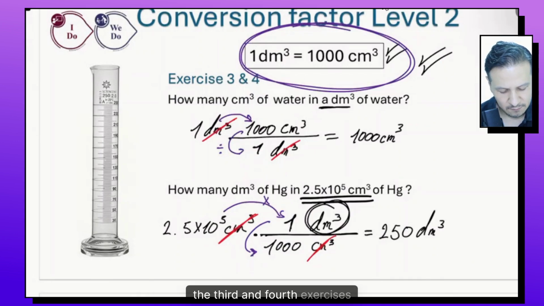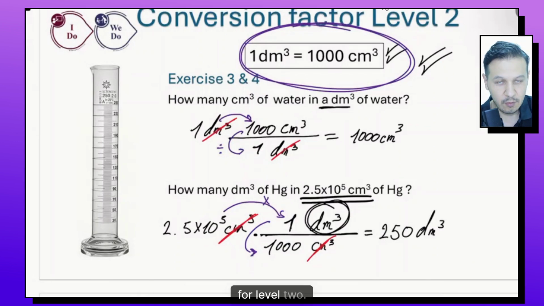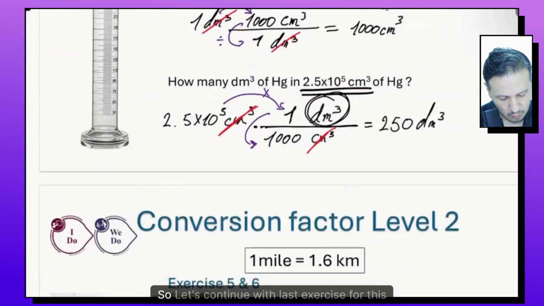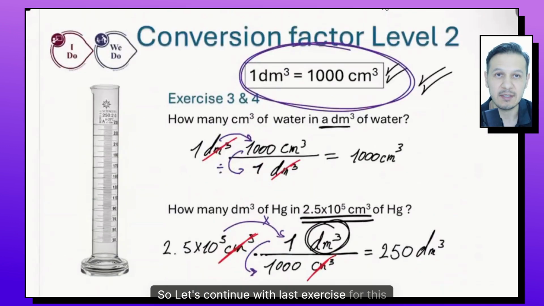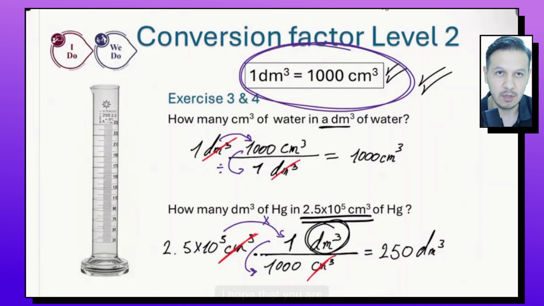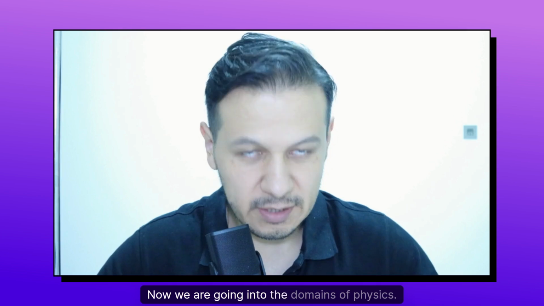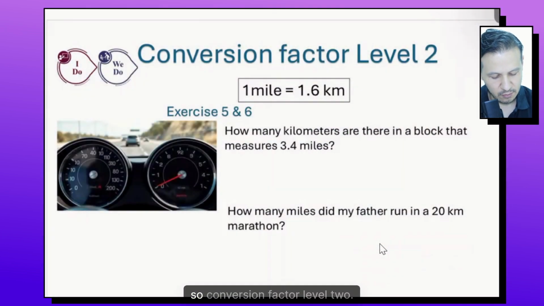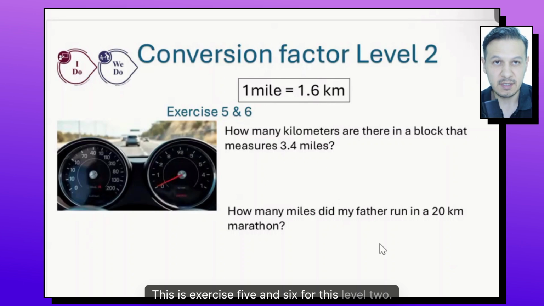That was the third and fourth exercises for level 2. So let's continue with the last exercise for this level 2. I hope that you are understanding this. I hope that you are sharing this. Let's continue. Now we are going into the domains of physics. So, conversion factor level 2, this is exercise 5 and 6 for this level 2.